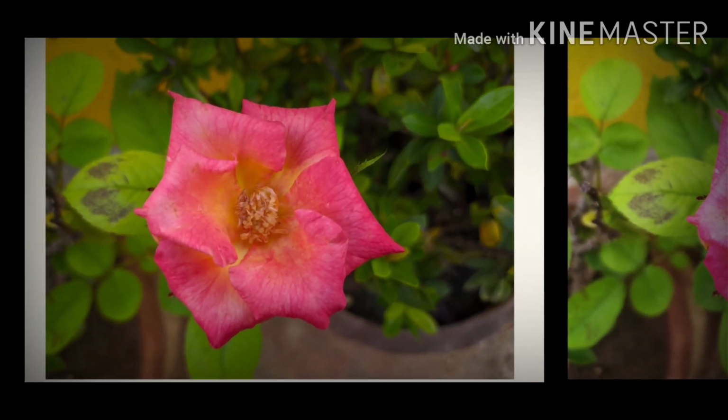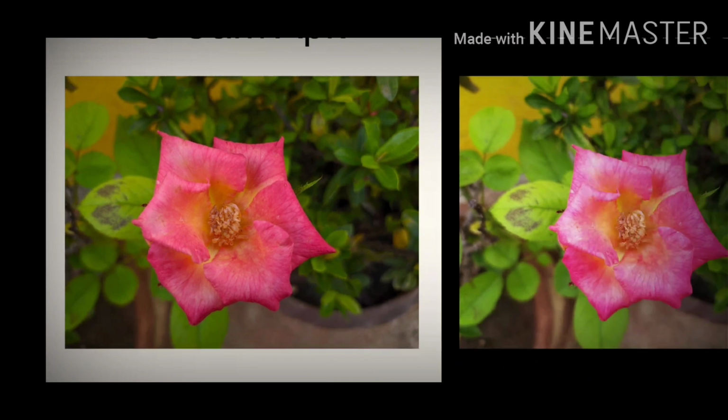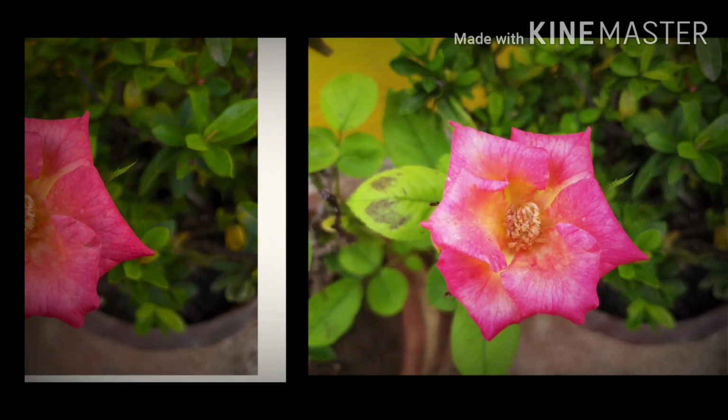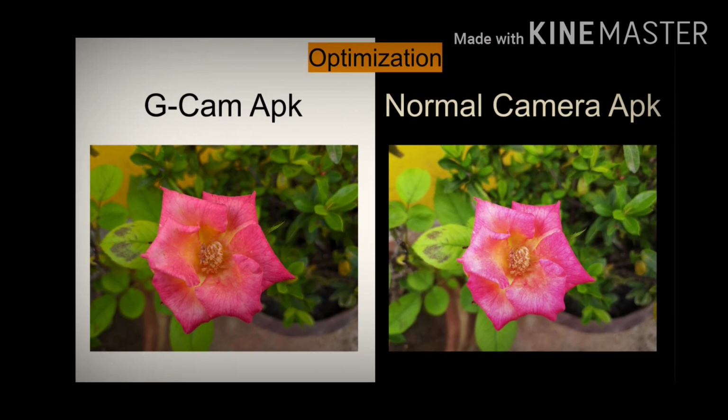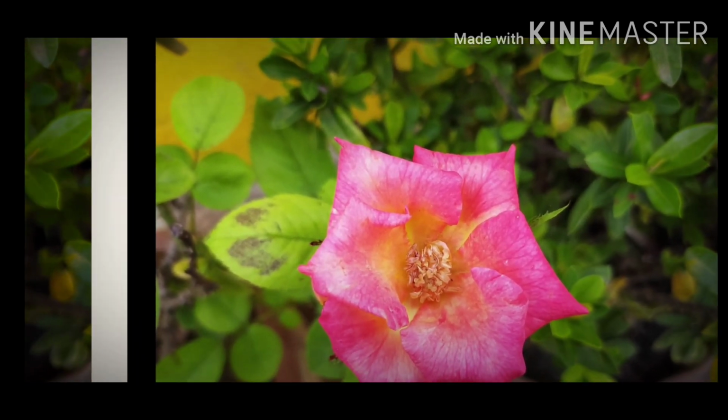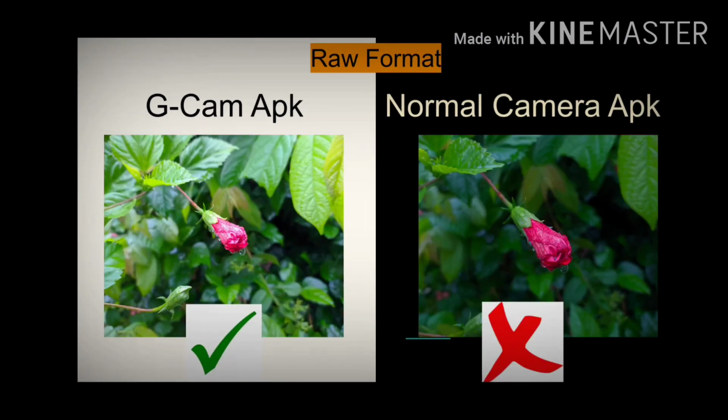Picture on the left side is clicked with the Gcam and the right side is clicked with the normal camera application. You can see the difference. It is natural and well balanced, but this picture is overexposed and oversaturated. Another benefit of using Google Camera is you can click pictures in RAW format, which means the picture is not processed fully. You have more control over your picture. Basically, you can edit more.